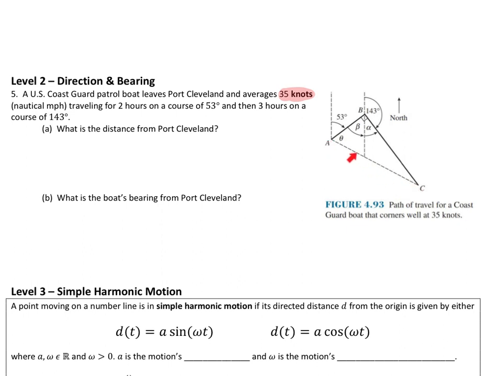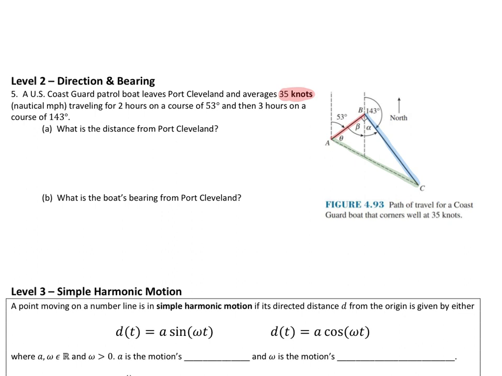We want to know the direct distance. You gave me the best segue. We want to know this distance from Port Cleveland. Let's answer the questions first slowly. It says, what is the distance from Port Cleveland? So we have this distance. We have this distance. And we have the distance we want, which is this distance from where we are, point C, to where we came from, Port Cleveland, point A.